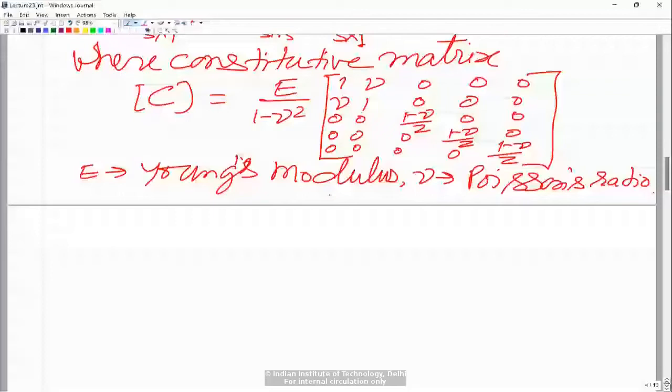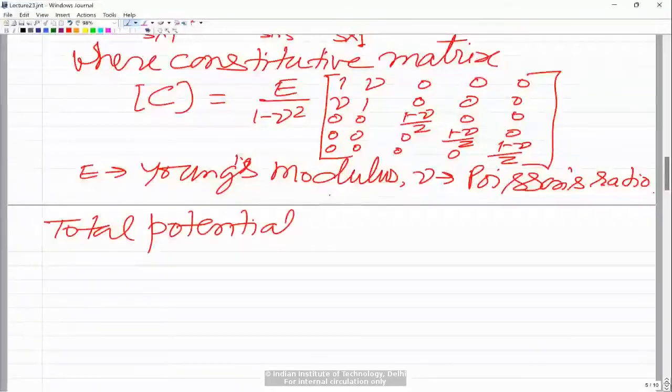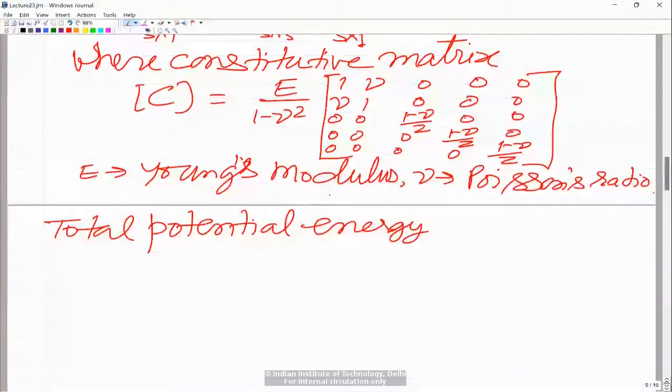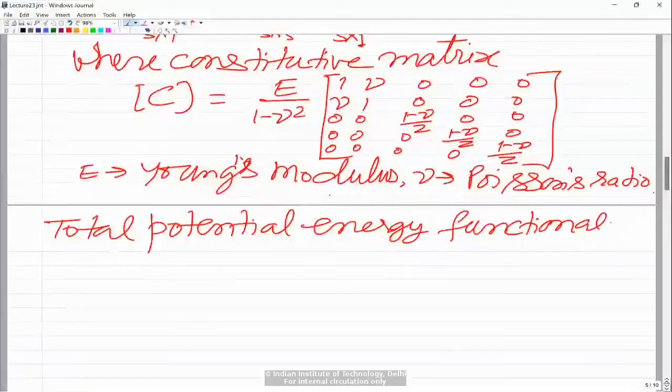The next quantity which we need to define is the total potential energy functional. Of course, we can always derive this from the differential equations. We write the differential equation in terms of displacements and rotations, and then write the weak form. Then from there we can arrive at this integral functional. But I am writing it directly, because we know for these structures the strain energy and the potential of the forces are very well defined. Here, as I said, I am not considering the shear correction factor.